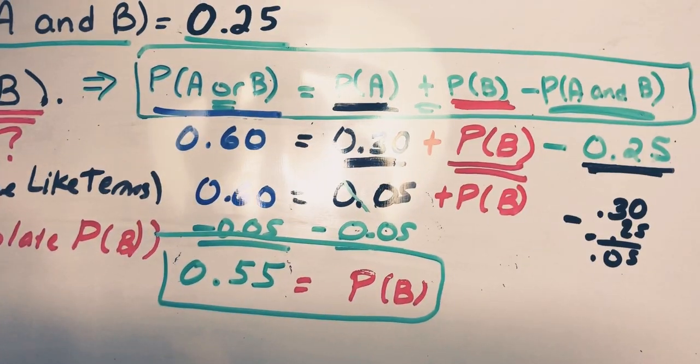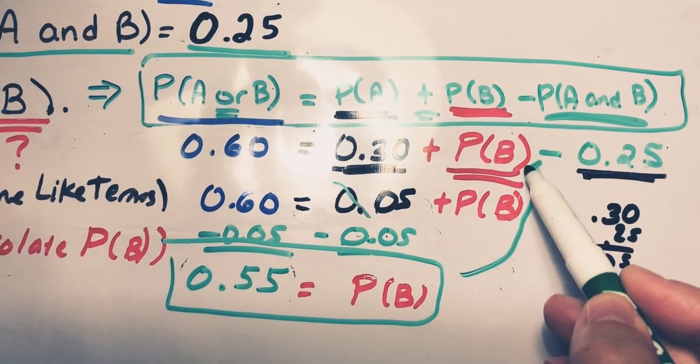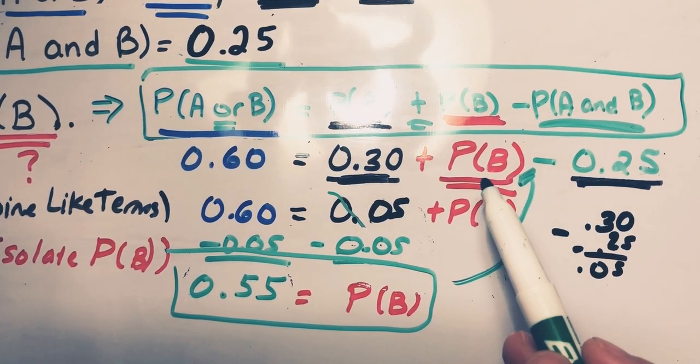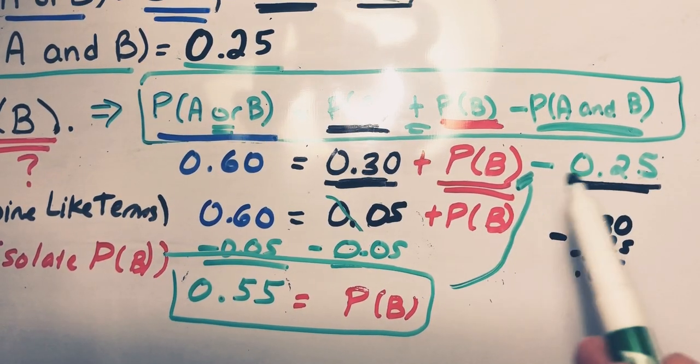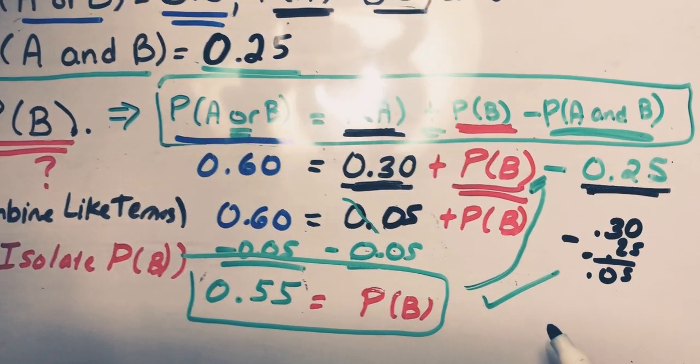Now the way I can check and know that I'm right is I can simply plug that back in to the original. And let's see, if I take 0.30 plus 0.55, that would be 0.85, minus 0.25, that is 0.6. We're right, so I can know that I'm right.